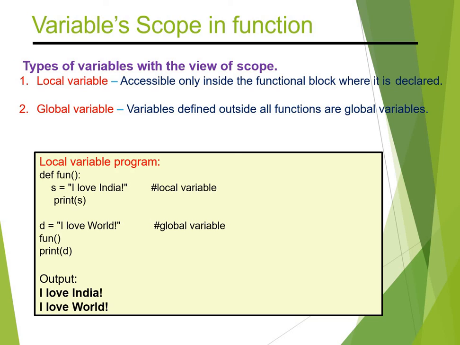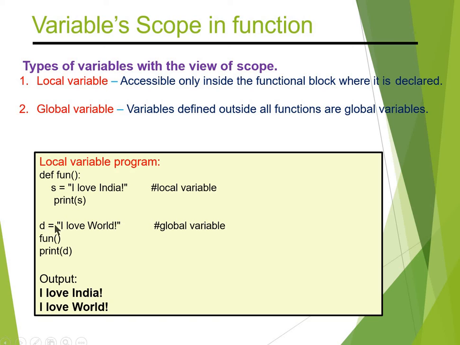So, types of variable with a view of scope: local variable and global variable. Local variables are accessible only inside the particular function block where they are declared. Global variables are the variables defined outside all the functions. Look at the example, this is a local variable program I'm giving: s = "I love India", print s. So which is the local variable and which is the global variable here? The variable which is defined inside the function is a local variable, and the variable declared in the main program or before the function is known as a global variable.